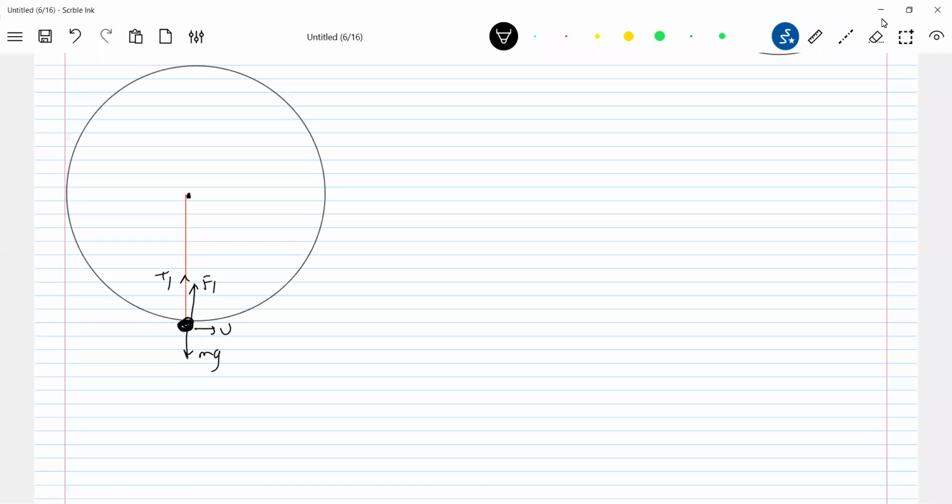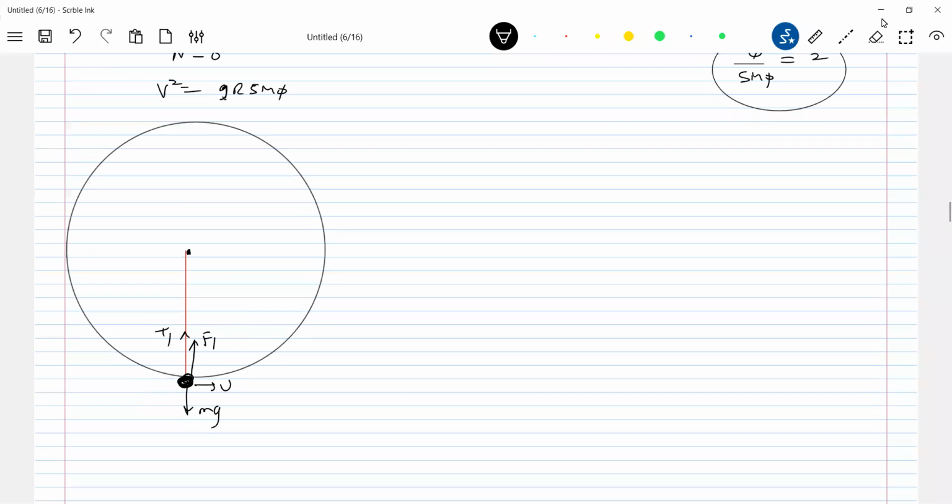Such that the tension will be 0 here, like this. So when it reaches the highest point, the force will be acting always vertically up.